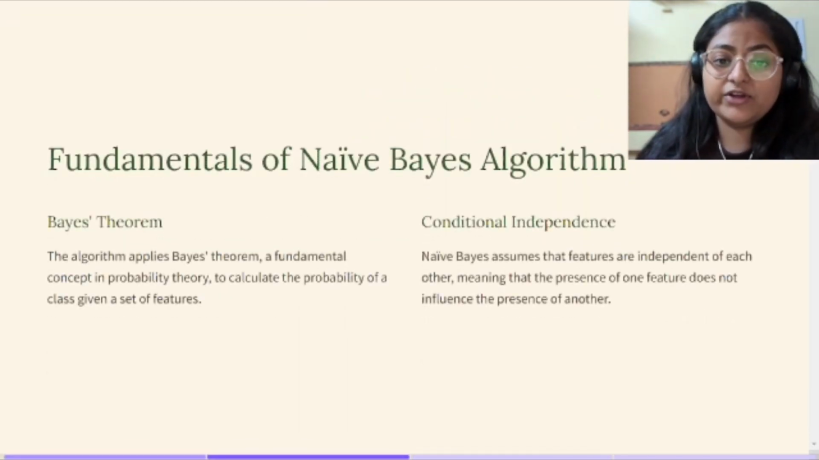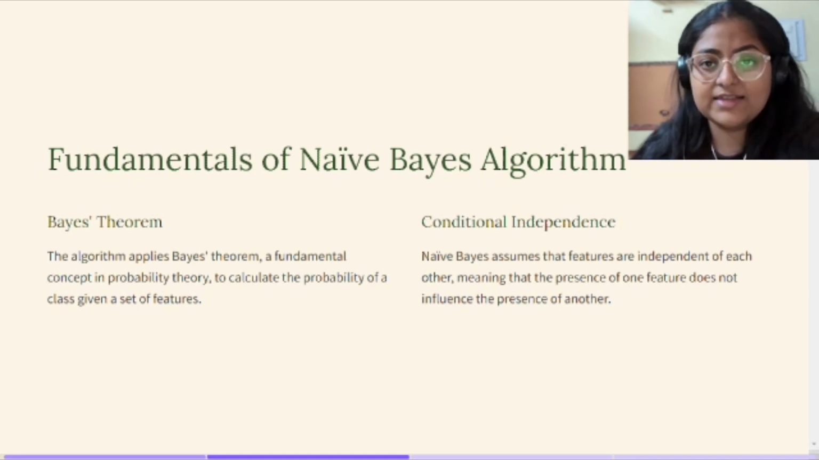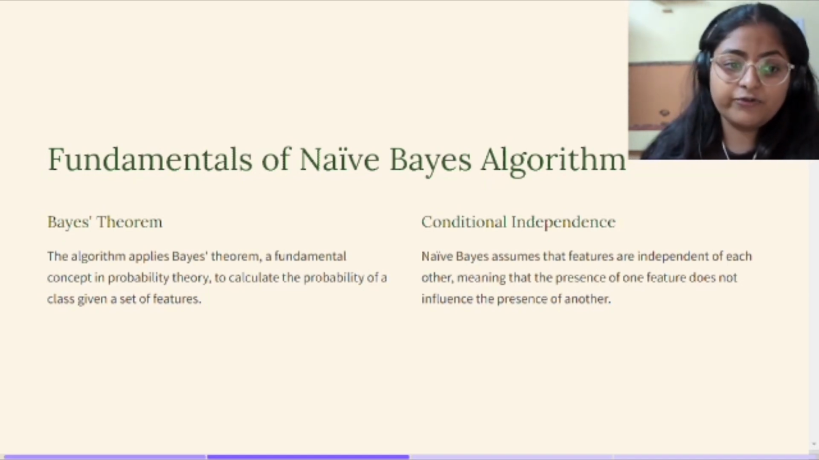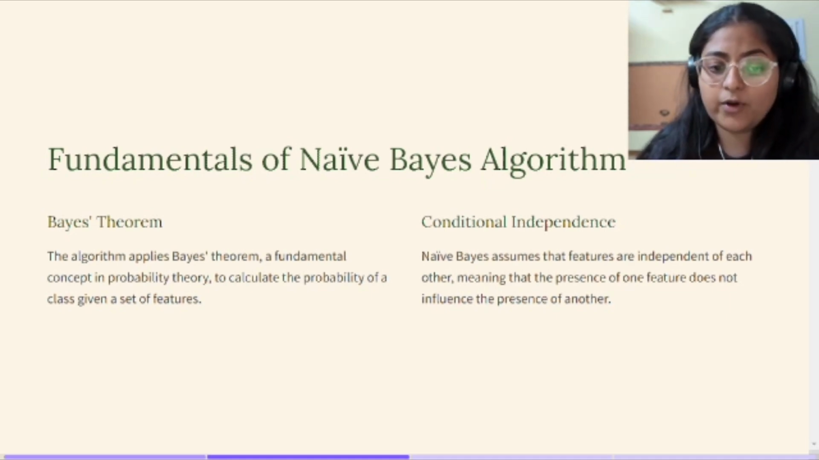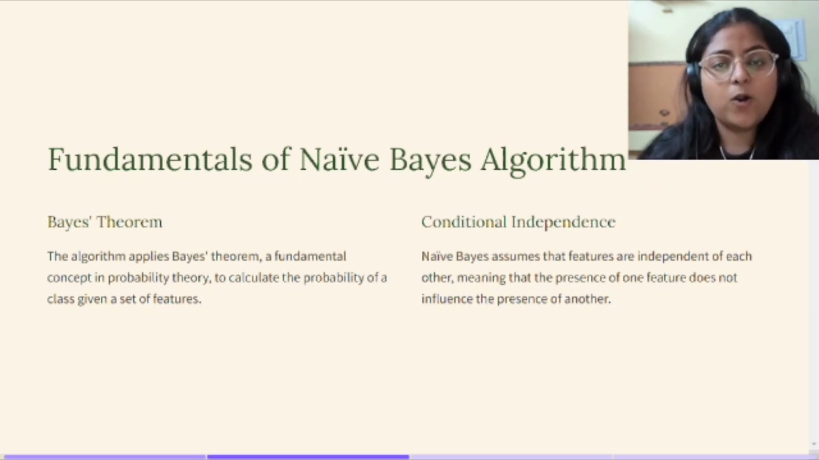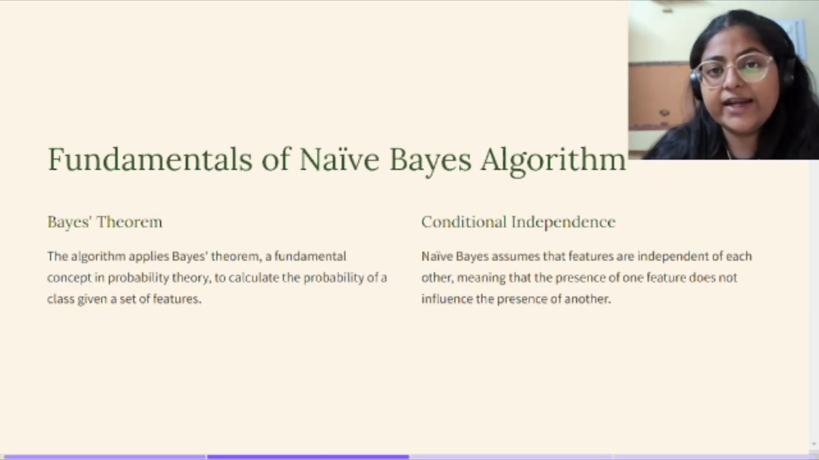Let's dive into the fundamentals of Naive Bayes algorithms. Its fundamental algorithm involves Bayes theorem, which we have studied in our 11th and 12th class, a fundamental concept in probability theory to calculate the probability of the class given a set of features. Also, it includes conditional independence.